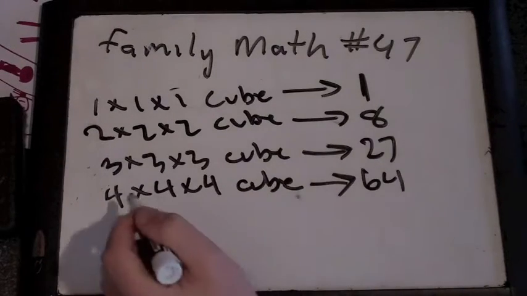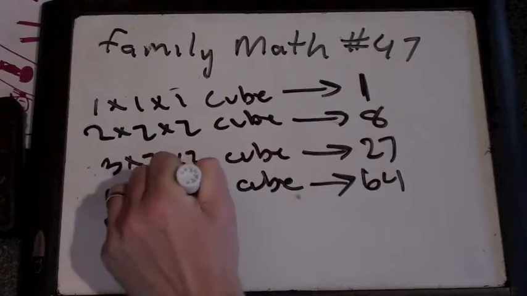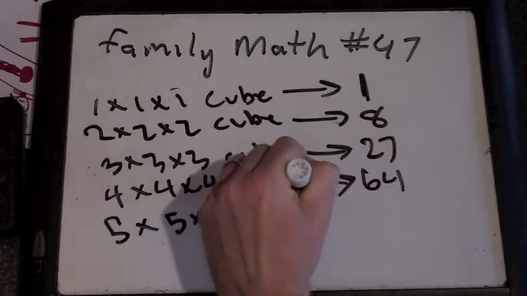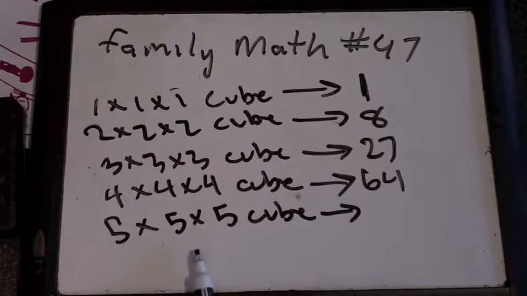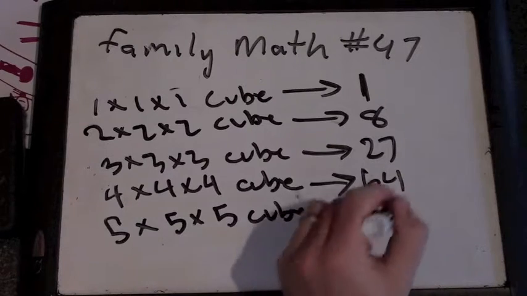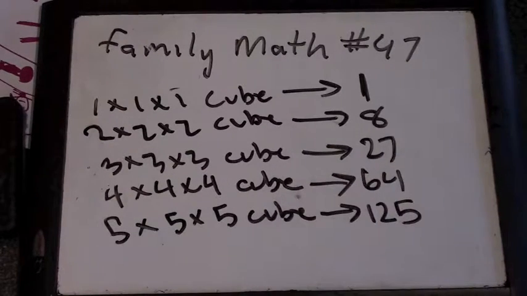Okay, now you're going to do the next one. 5 by 5 by 5 cube. Do you know what 5 times 5 is? 25. And now we have to do 25 times 5. That's 125. Okay, how did you figure that out? Because 25 times 4 is 100, and then you just add 25. Very good. That's 125.